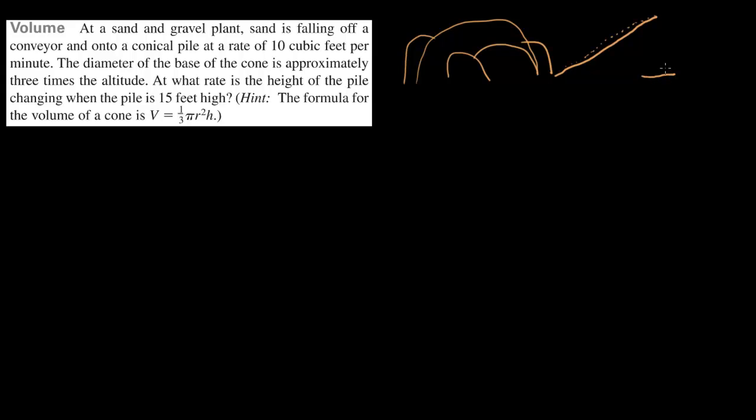Here's my really bad picture for the pile of sand. Now that looks like a triangle because I'm in 2D, but that's what's going on here. So you have the conveyor belt taking the sand up here, it's dropping it, and it's making a conical pile. There's my nice 2D picture for you. Okay, so that's the situation happening here. Now, what does it tell us? It tells us that the base of the cone is approximately 3 times the altitude.